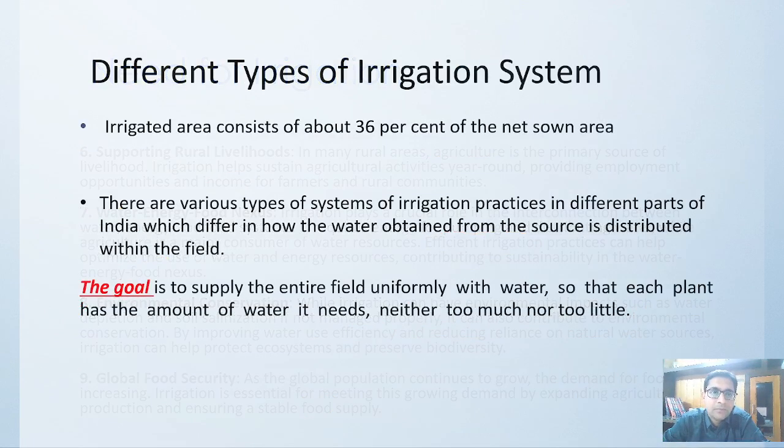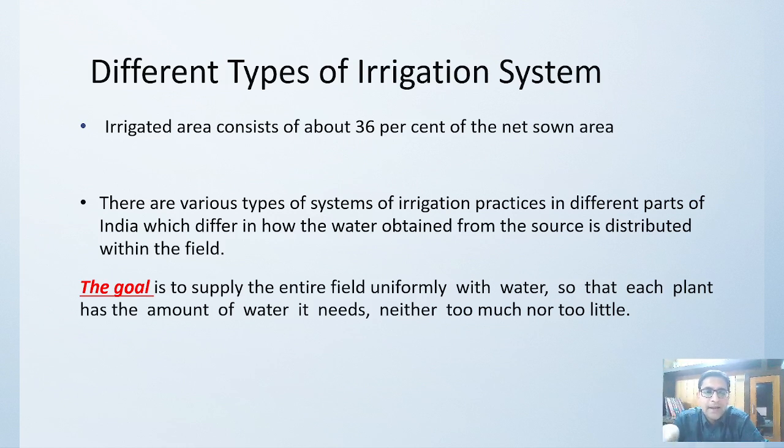Okay. Now we will be discussing different types of irrigation systems. In India, 36% of the net sown area is irrigated, and the rest is dependent on the rainfall. So that means it is a very low percentage of area which is irrigated in our country.